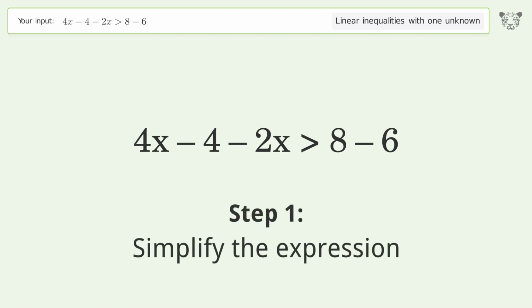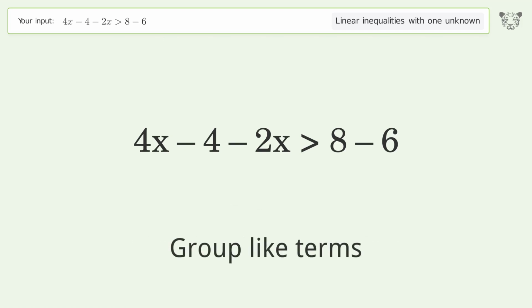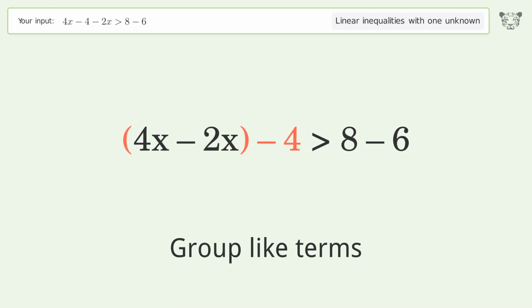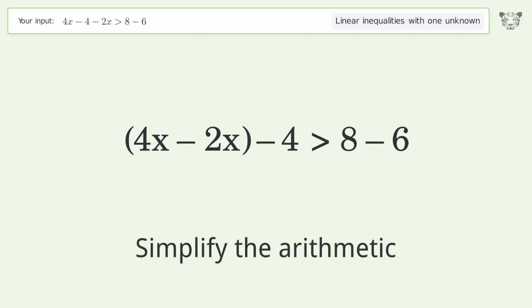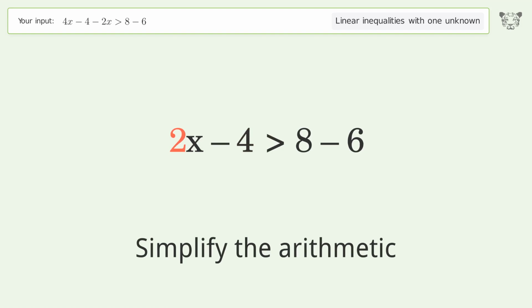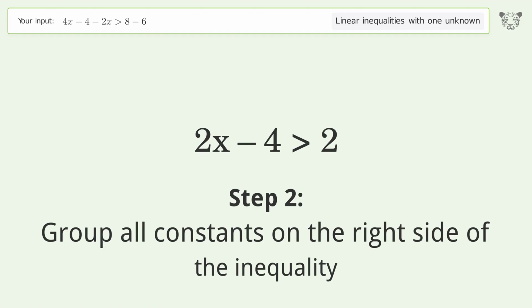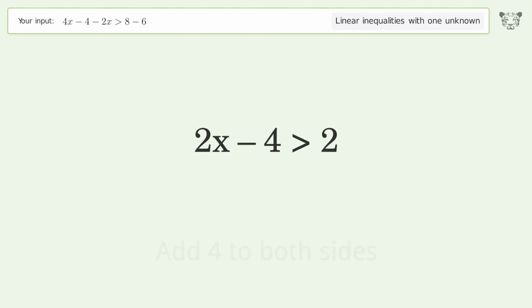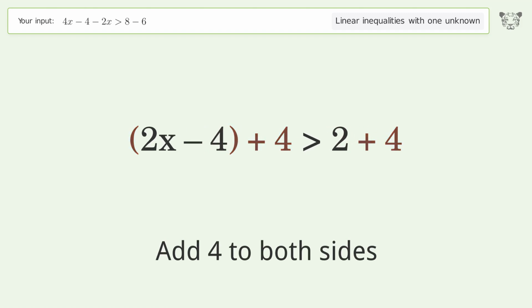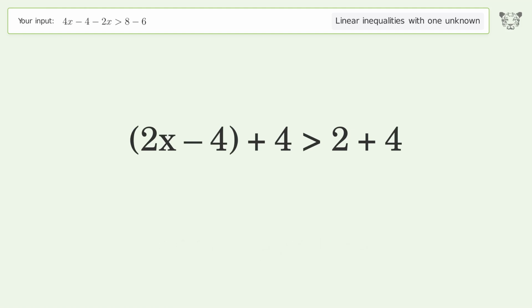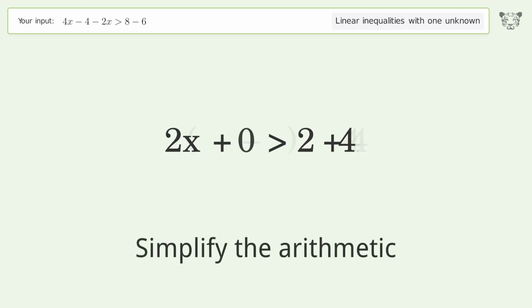Simplify the expression. Group like terms. Simplify the arithmetic. Group all constants on the right side of the inequality. Add 4 to both sides. Simplify the arithmetic.